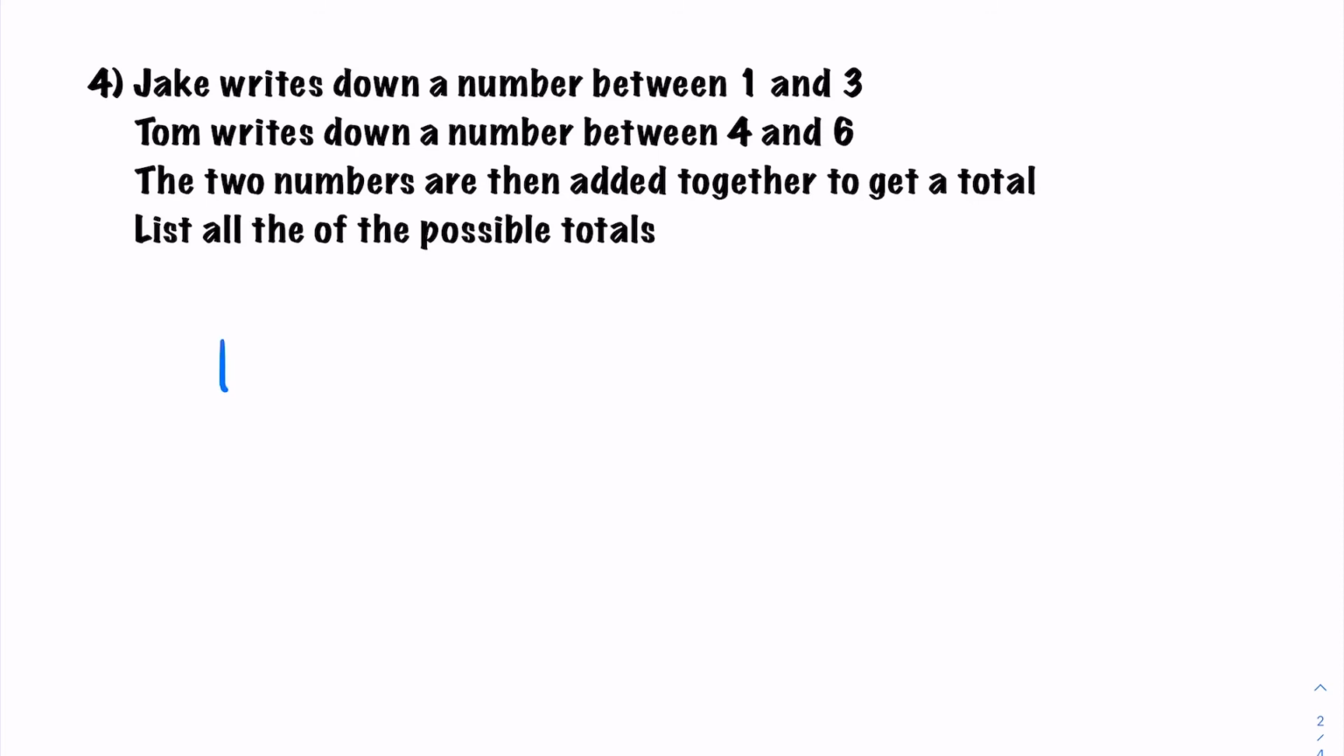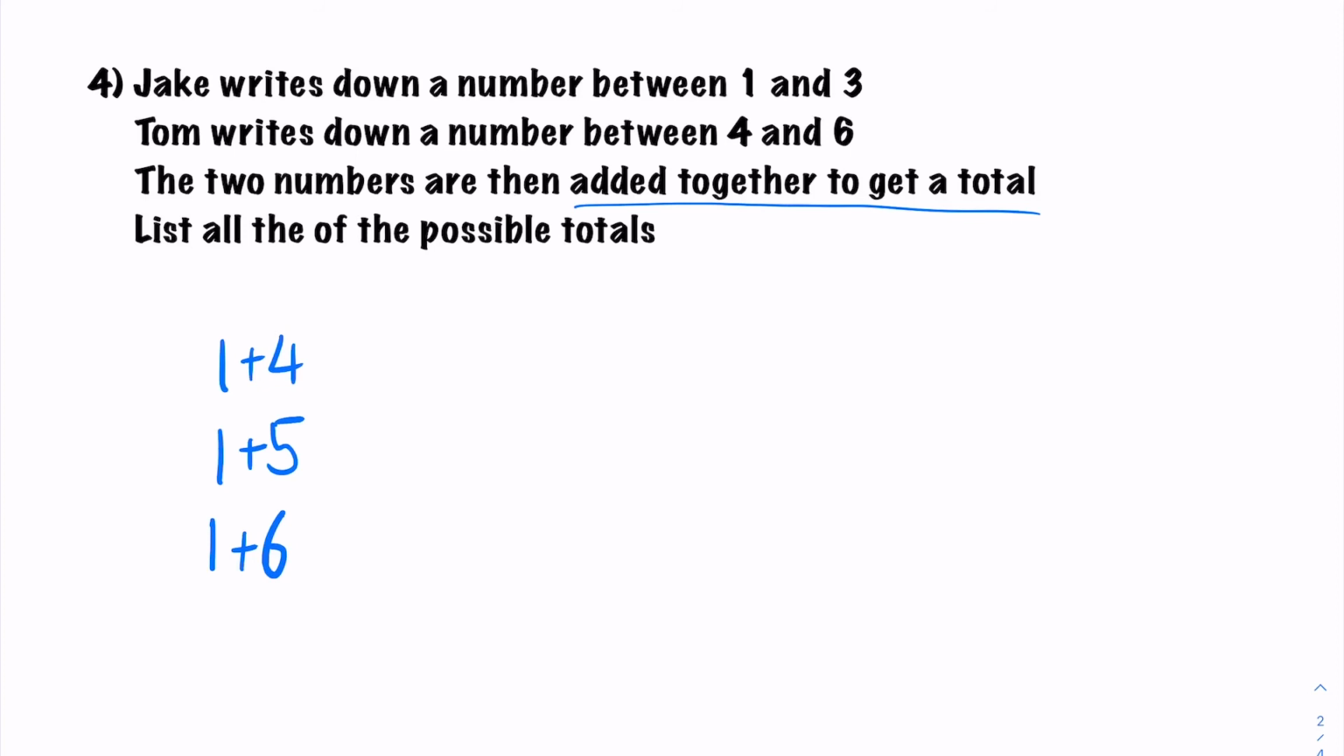So he writes down a 1, and the smallest number Tom could write down would be a 4. Sticking with Jake picking 1, we could have 1, and then Tom would pick a 5, and 1, and 6. Okay, and remember, we're adding these numbers together. It says here, to get a total, we're adding these two numbers together. So we'd have 1 plus 4, 1 plus 5, and 1 plus 6 would be the totals in this case. And we'll work out what those are in just a minute. We're just going to get all of the outcomes written down first.